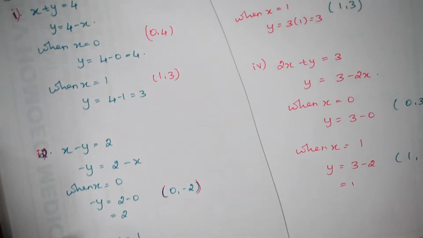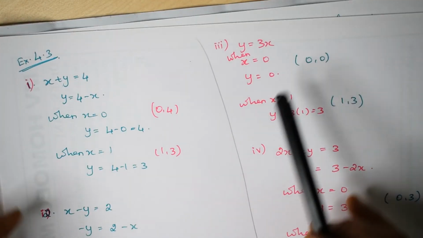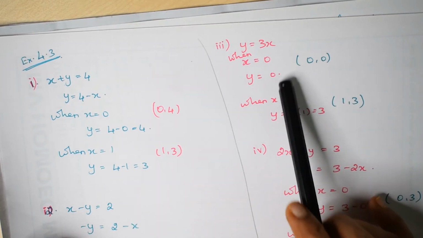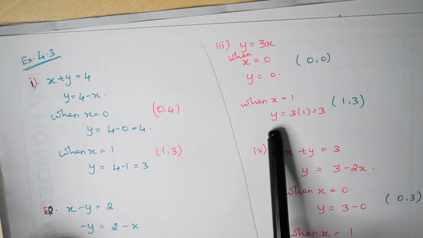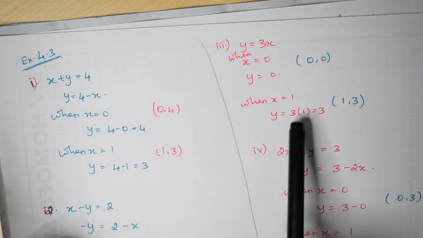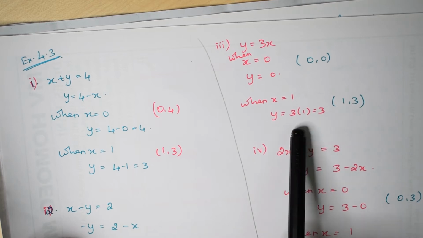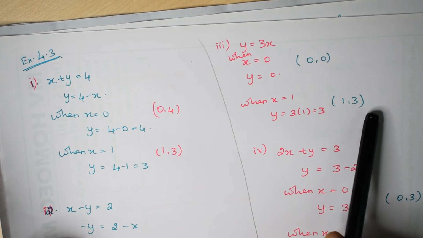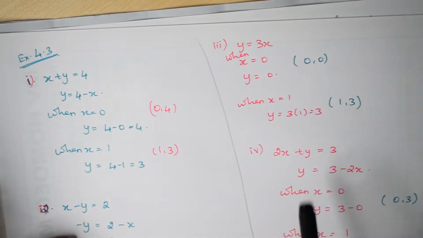Then going to the third equation, y is equal to 3x. When x is equal to 0, y automatically becomes 0. It's multiplication, right? So the first coordinate is (0, 0). And when x is equal to 1, y takes the value of 3x, so 3 into 1, which is 3. So the second coordinate will be (1, 3). The line will be connecting these 2 points on the graph paper.